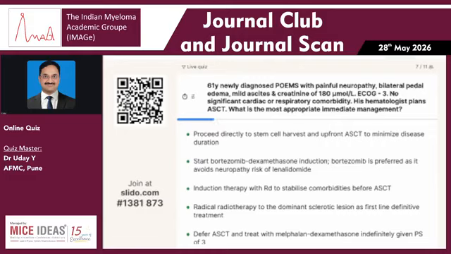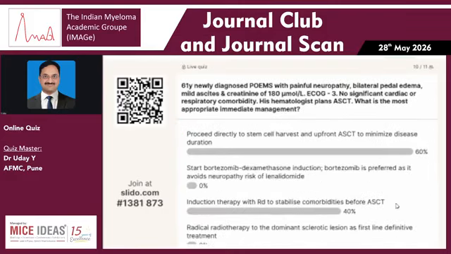180 micromoles of creatinine means that the patient has got renal dysfunction. Okay, again, 40% of you have got it right. Please understand, induction therapy of RD or equivalent is indicated in this case. The reason being, if you see carefully, the patient has got presence of capillary leak phenomena.